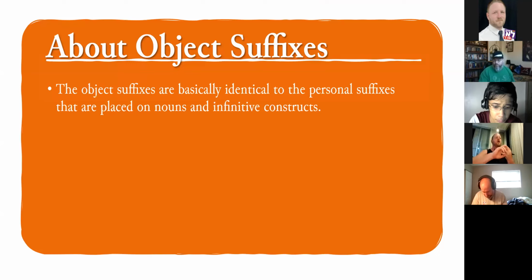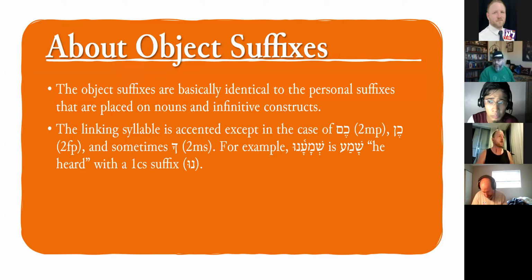My house, beitcha, your house, beito, his house. But we could also say b'shom'i, like in my hearing or when I hear, and b'shomacha, when you hear, b'shoma'o, when he hears. These are infinitive constructs. So the linking syllable is accented. This is what we're told in the book, except in the case of chem, chen, and sometimes cha. That is, the linking syllable is the syllable before the ending.